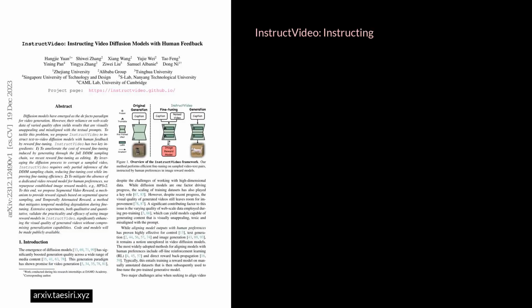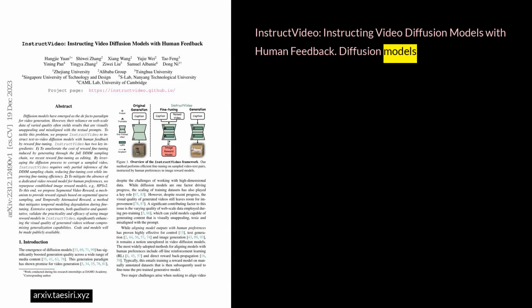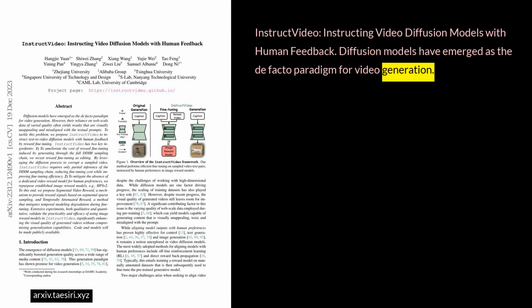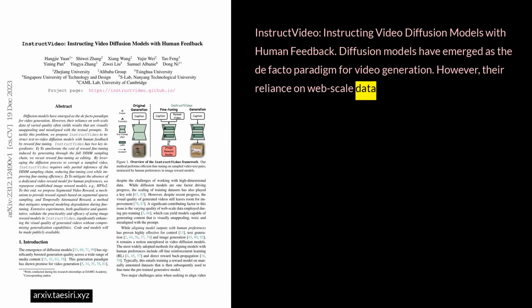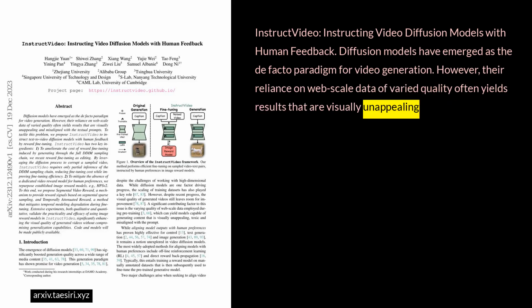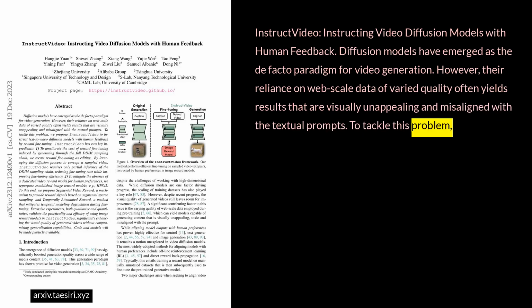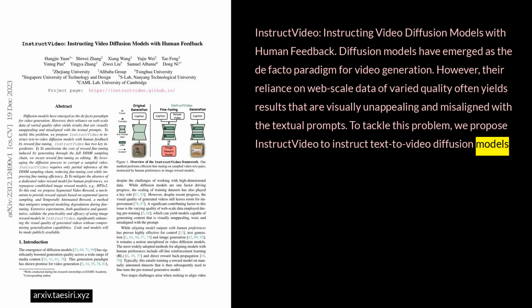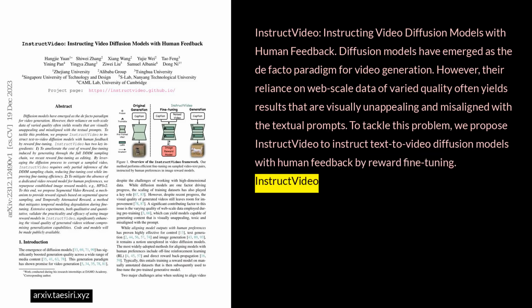InstructVideo, instructing video diffusion models with human feedback. Diffusion models have emerged as the de facto paradigm for video generation. However, their reliance on web-scale data of varied quality often yields results that are visually unappealing and misaligned with the textual prompts. To tackle this problem, we propose InstructVideo to instruct text-to-video diffusion models with human feedback by reward fine-tuning. InstructVideo has two key ingredients. 1.